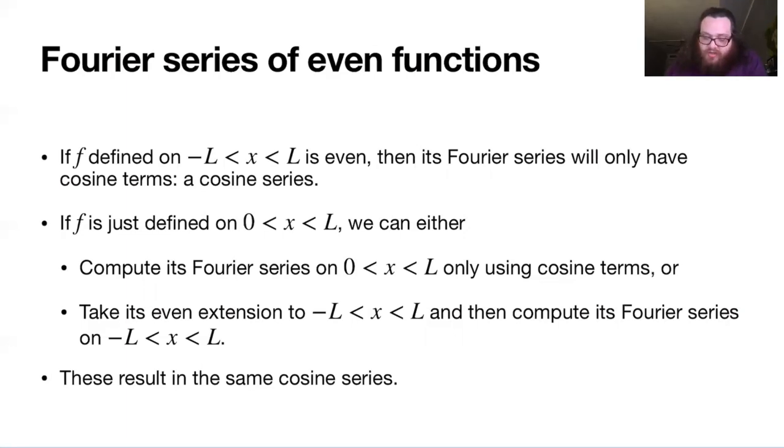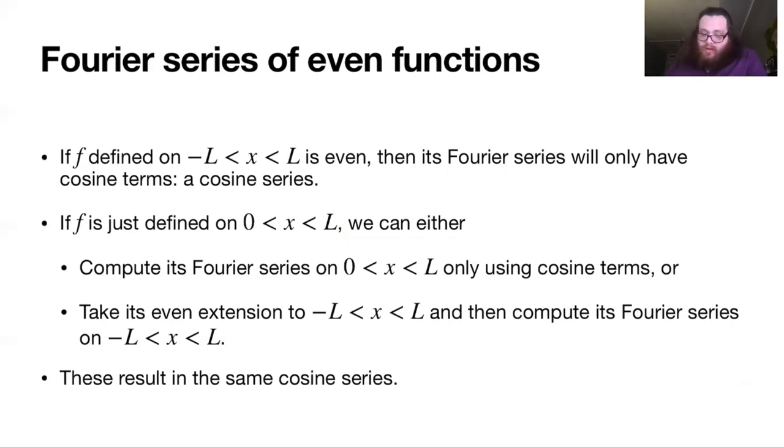So if your function is defined on the interval negative L to L, and your function is even, then if you take its Fourier series, you'd expect that the only terms that show up in the series are also going to be even. Cosine is an even function, so your Fourier series should only have cosine terms. Now, if instead of f being defined on this entire interval, you only know the values of f on the interval 0 to L, the question is, what are the Fourier coefficients?